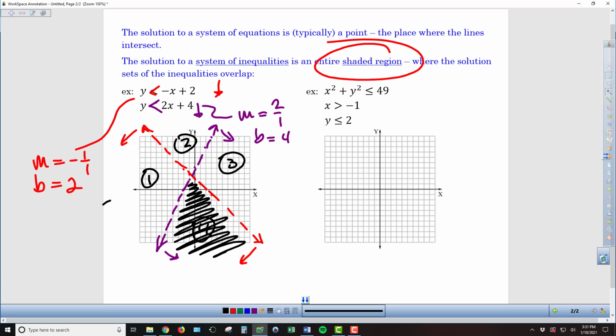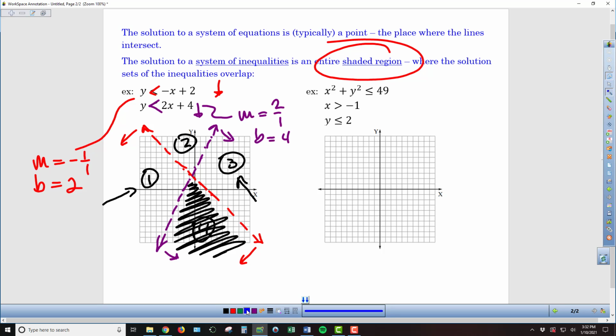The points over here work in the red inequality, but not the purple. The points here in region 3 work in the purple, but not the red. It's only the points that are in region 4 that are solutions to this system of inequalities.